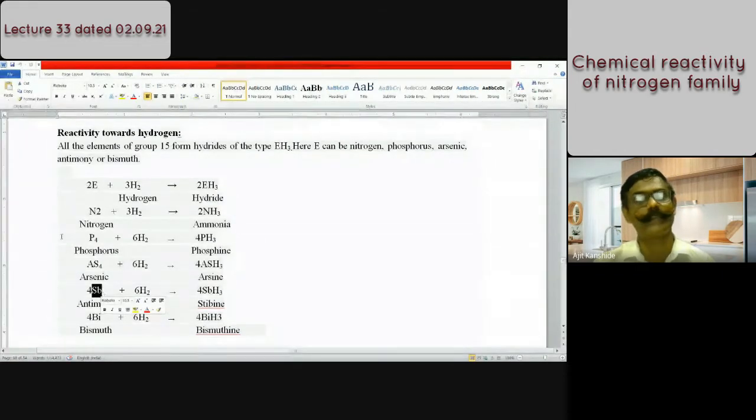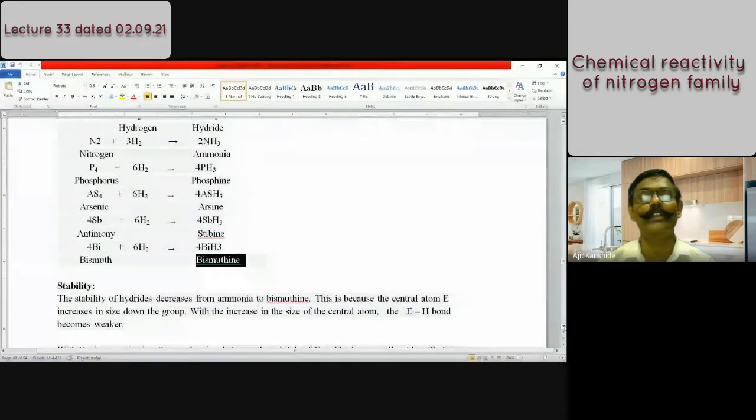Other names are the common names. But everywhere you are finding three hydrogens surrounding the central atom. See their names. Ammonia is a common name. Second is phosphine, arsine, stibine. Stibium came; if anybody has read the reaction, they could recognize what Gitanjali has said. And bismuthine. These are the names of these hydrides. So these are the reactions to form the hydrides of group 15 elements.